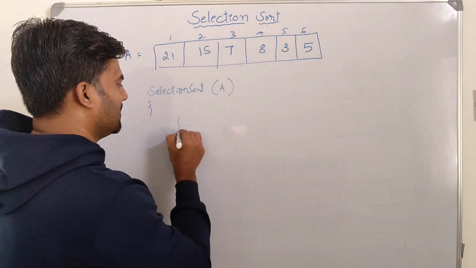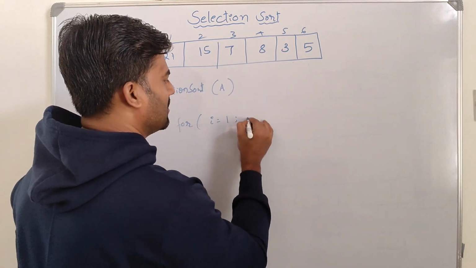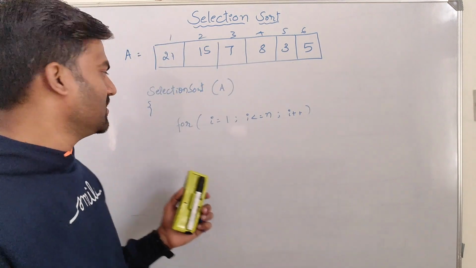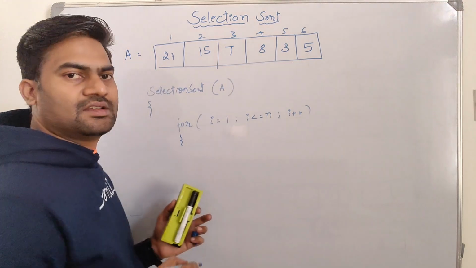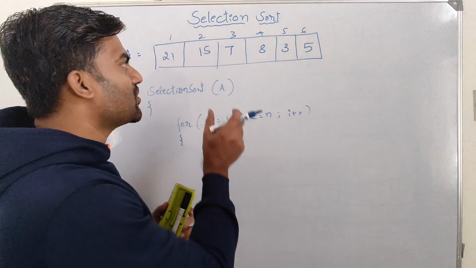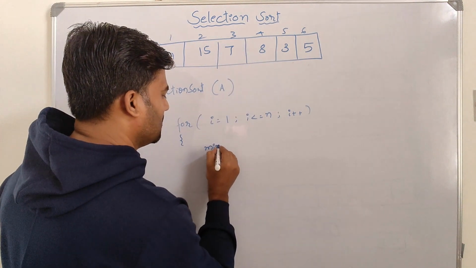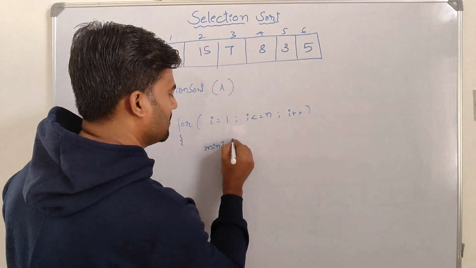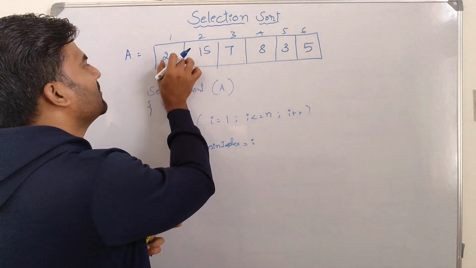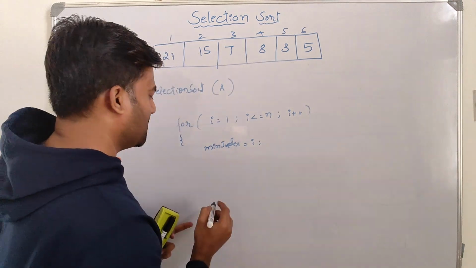So for that I will take for I equal to 1, I less than or equal to n, I plus plus. Now once we start, the next thing we need is a minimum index, because we want to keep track of the minimum index. So minimum index is equal to I, because if I am starting here, I will first consider this as the minimum number. So I will assign I to minimum index.